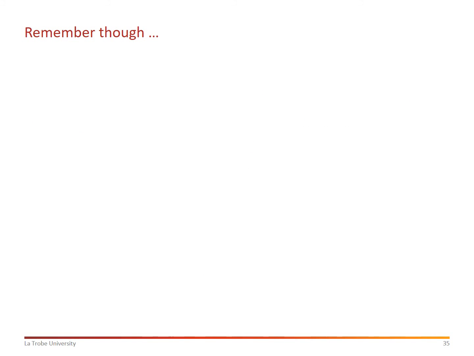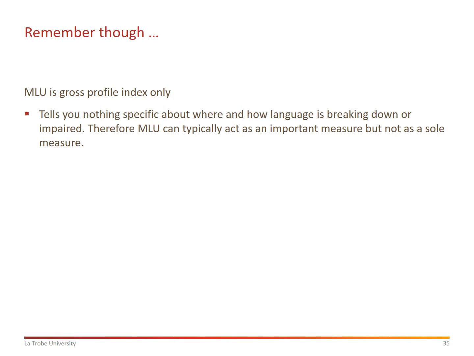MLU has its place, and we've talked about when and how it can be used. So keep in mind that it is a gross profile index only. That's all it can do. If you assess a child and find that the child's chronological age is well above their language age based on an MLU, your measure won't tell you anything specific about where the child's language has gaps, any areas that are particularly poorly developed. It will just indicate to you that there is a problem and you need to go and evaluate further. So it is an important measure, but it's certainly not a sole measure. It really can be thought of as a powerful screening tool.